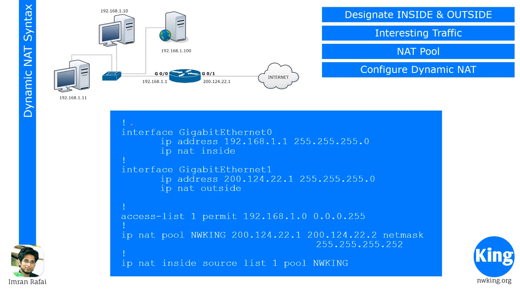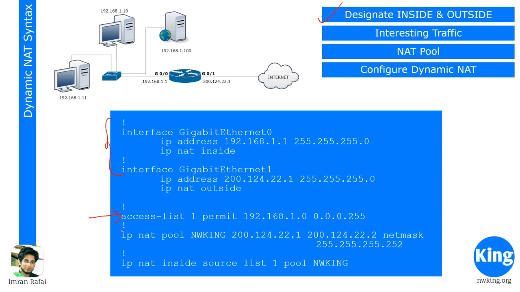It is there for dynamically creating those translations. We look at it. So what is different in your configuration level? Of course, we have to designate the inside and outside, so we do the same thing we did previously. Then we make use of access lists. Now this is another use of access lists. So what an access list does is identify the traffic that we want to translate.